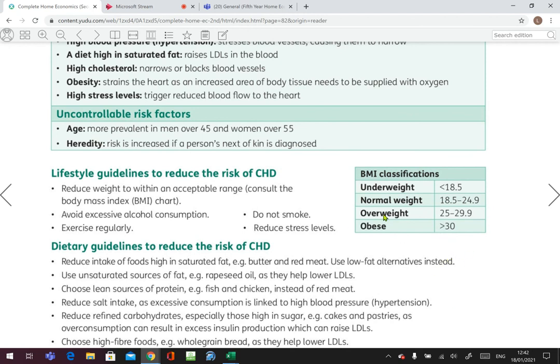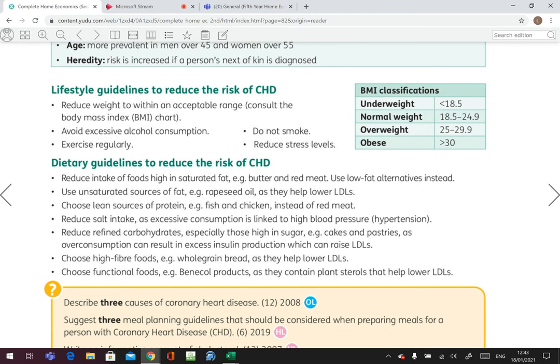So there's your BMI classifications. Once your BMI hits between these two numbers here and normal weight, you're pretty good to go. Don't take in excess of alcohol. Do not smoke. Exercise regularly. So we said that for people your age, about half an hour a day. And reduce your stress levels. Okay, so again, the exercise will tie in with that. Taking time for yourself, doing things you enjoy, etc. as well. And that's important for everyone, coronary heart disease related or not. Okay, that's a really good general lifestyle guideline.